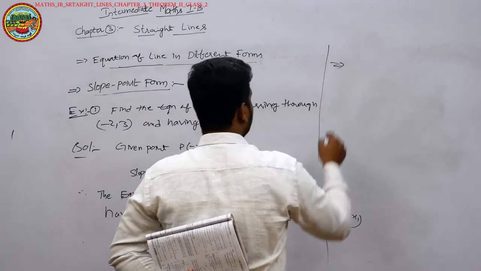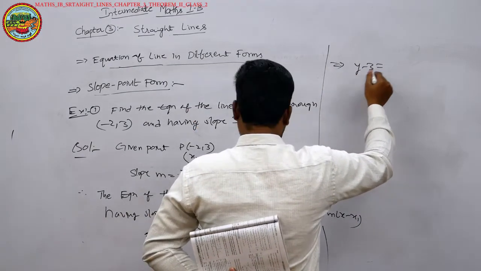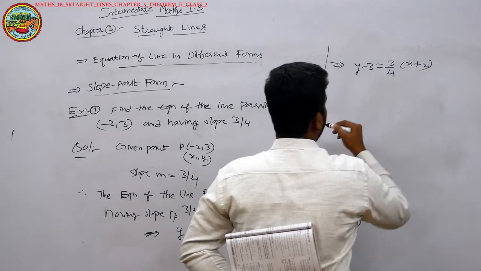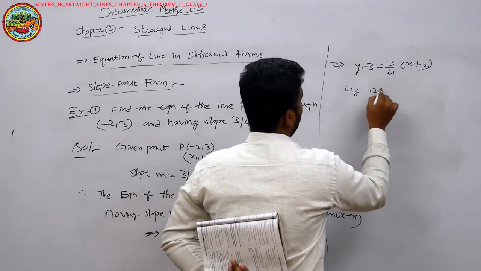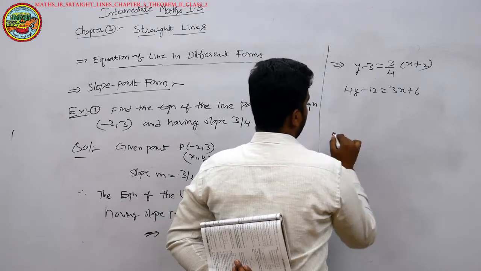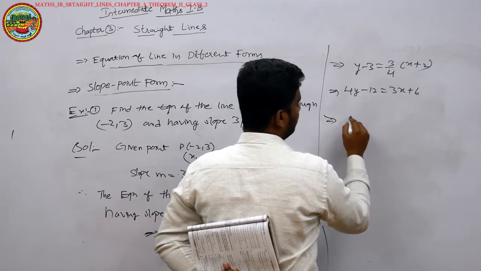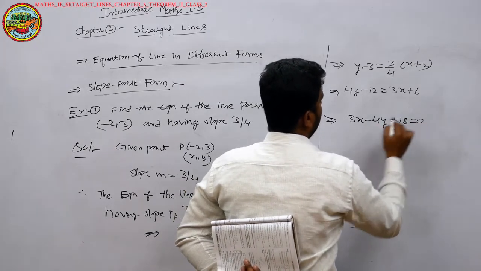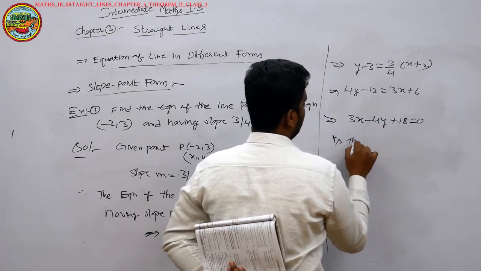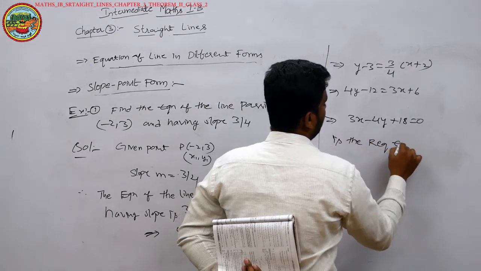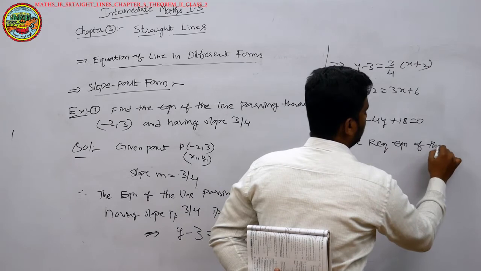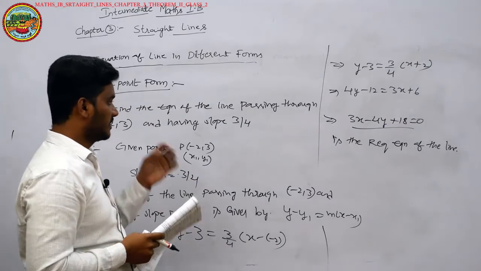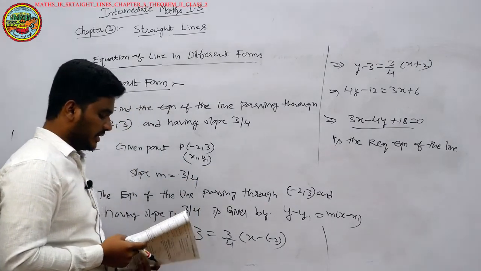Which implies y minus 3 is equal to 3 by 4 into x plus 2, which is 4y minus 12 is equal to 3x plus 6. So which implies 3x minus 4y plus 18 is equal to 0, the required equation of the line.